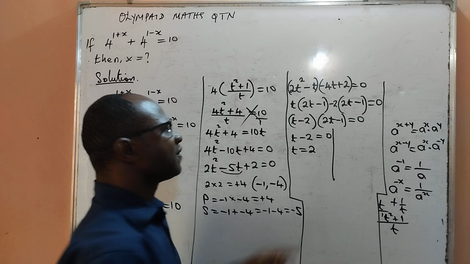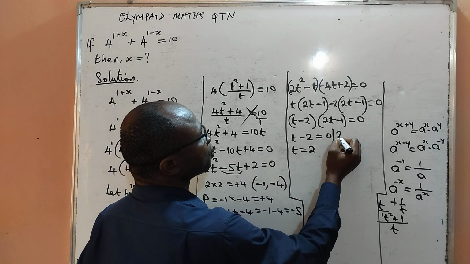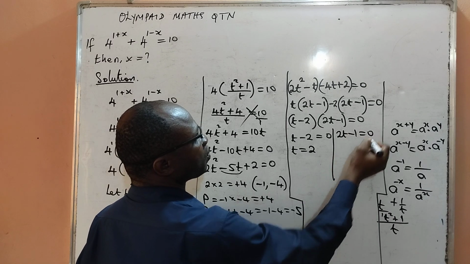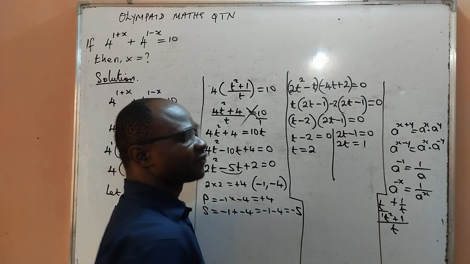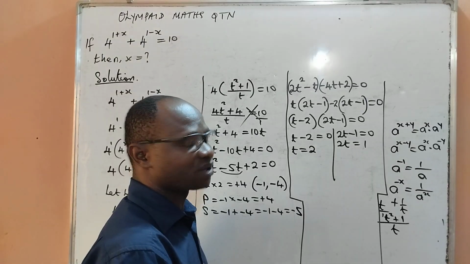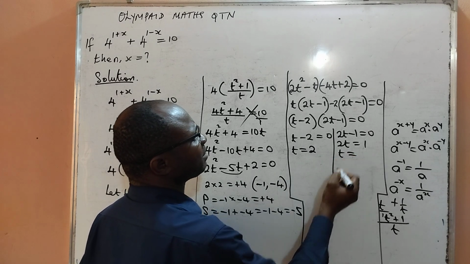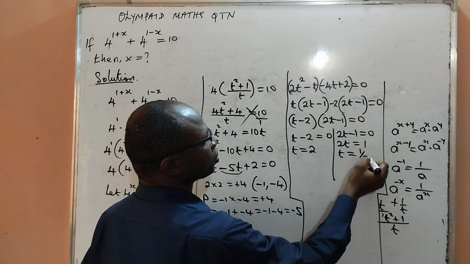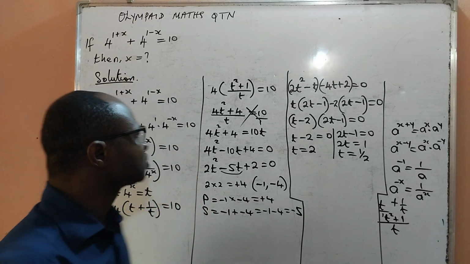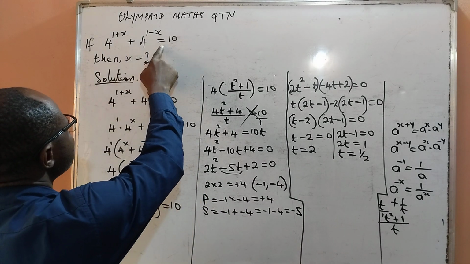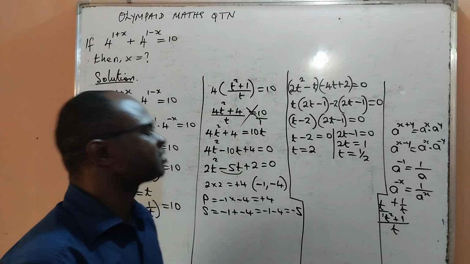Very good. And from the second bracket, which is 2t minus 1 is equal to 0, meaning that 2t is equal to 1, moving negative 1 to the right hand side, giving me positive 1. Therefore, dividing both sides by 2, t is equal to half. But I am not looking for t. The question asks me to find the value of x that will make the left hand side equal to the right hand side.